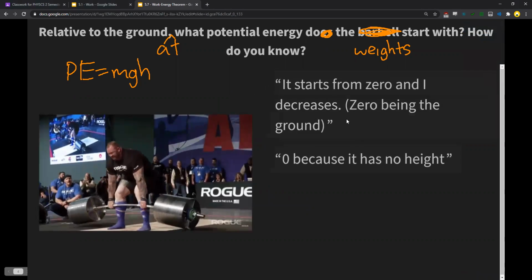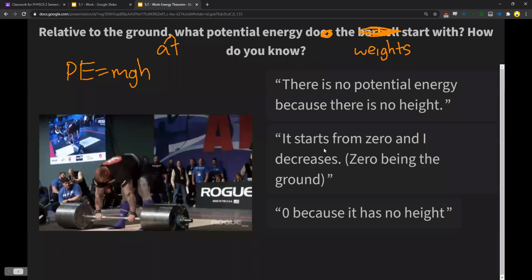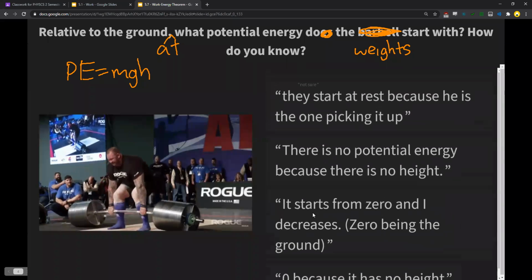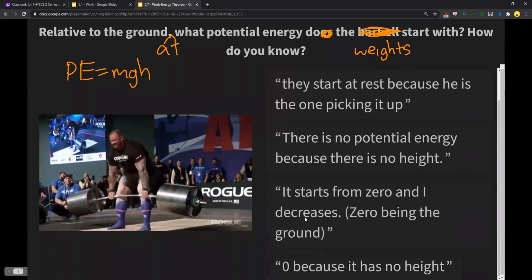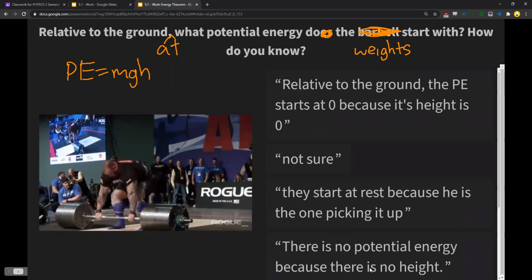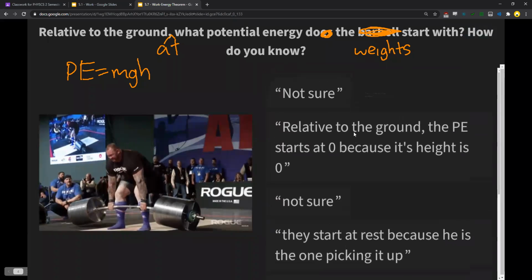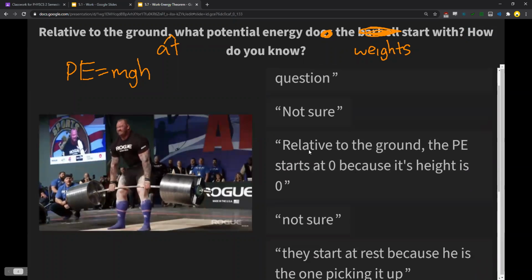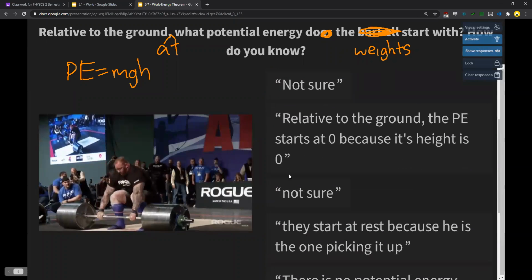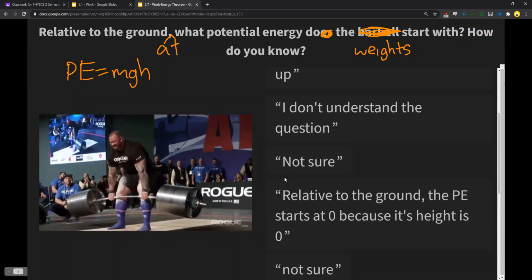Zero, because that doesn't have height. Good. It starts from zero and it decreases. You can't go below the ground. I'm assuming that's a typo. There is no potential energy because relative to the ground, the height is zero. Relative to the ground, the potential energy starts at zero because its height is zero. You don't have any potential energy, guys. Think about it this way.